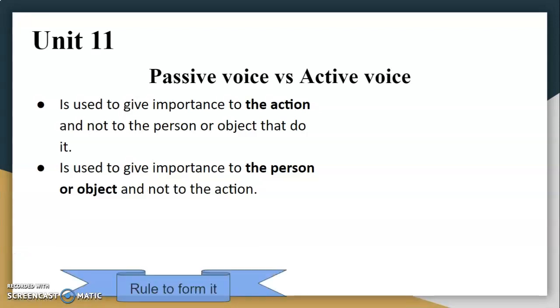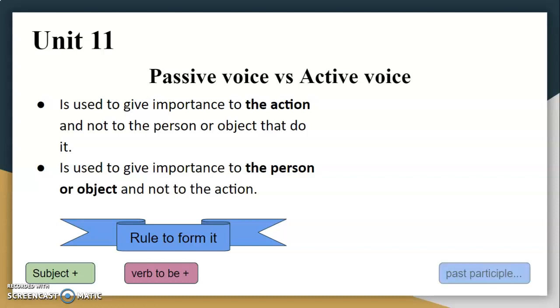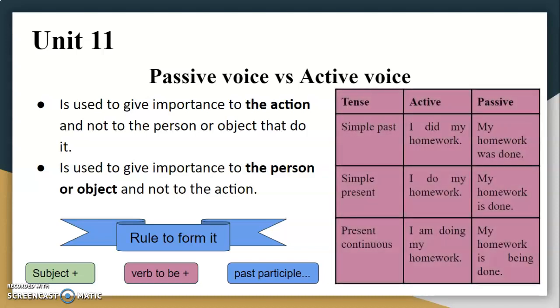A passive sentence consists of the subject plus the verb to be in the correct tense plus the past participle of the verb needed and the complement. For example, in the simple past with active voice, we say, I did my homework, but with the passive voice, we say, my homework was done. Look at the difference in the importance of the action and the structure.